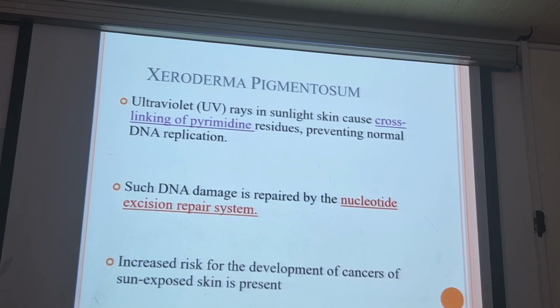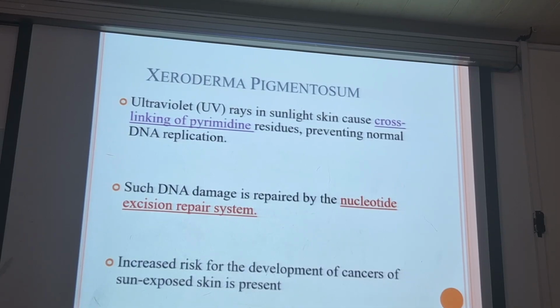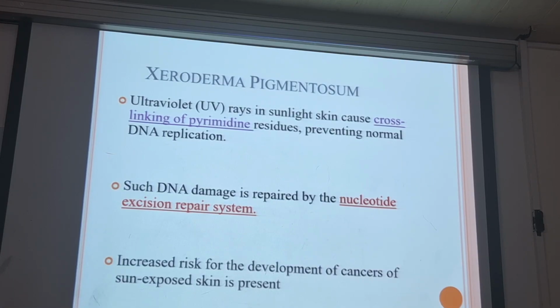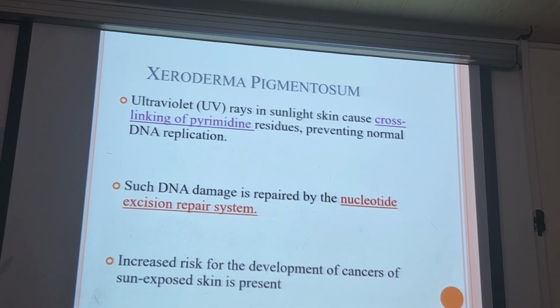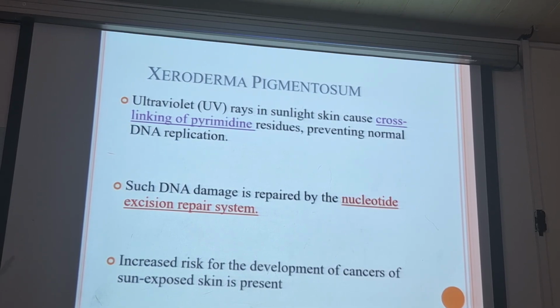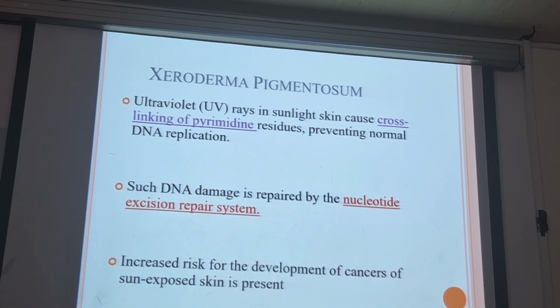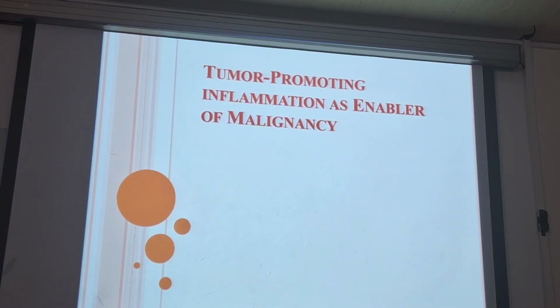UV rays in sunlight can cause cross-linking of pyrimidine residues in the skin and prevent normal DNA replication. This DNA damage is repaired by a system we call the nucleotide excision repair system. But there is an increased risk for the development of cancer of sun-exposed skin in patients with xeroderma pigmentosum.